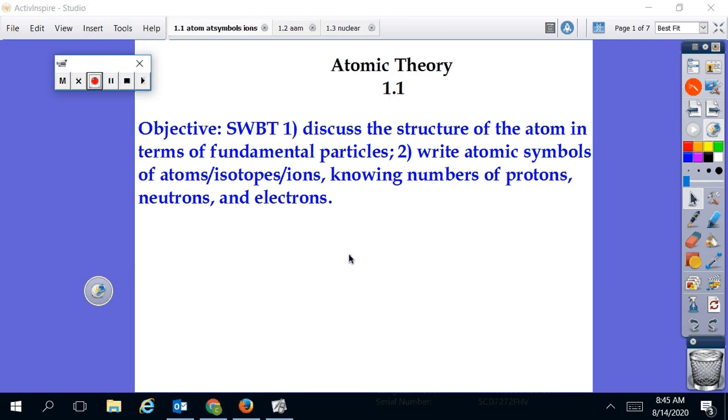Okay, today in class we're starting Unit 1, Atomic Theory. Our objectives for this lecture are to talk about the atom in terms of the particles that make up the atom. We're also going to learn how to write atomic symbols of atoms and their isotopes and ions, and make sure we know how to count the number of protons, neutrons, and electrons.